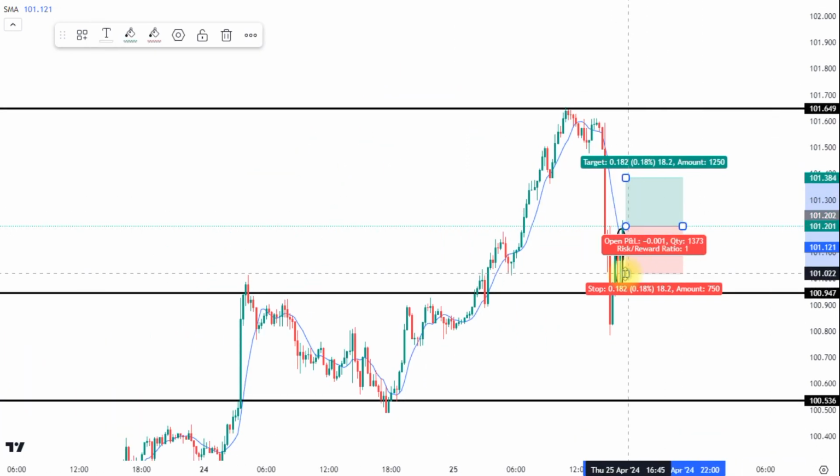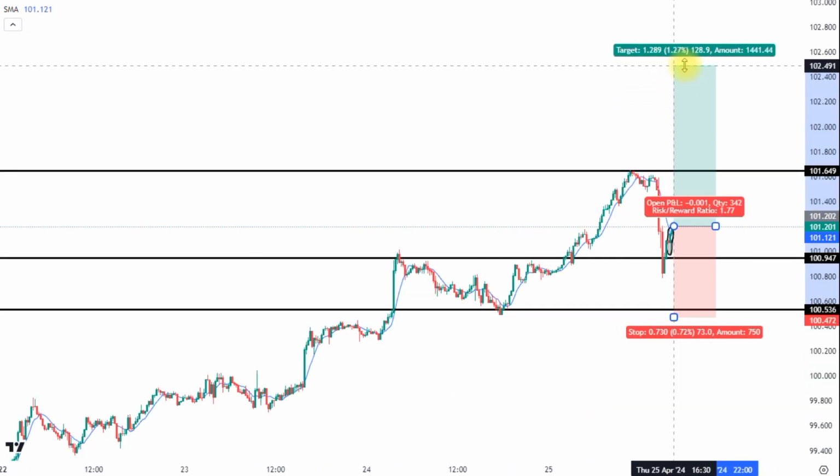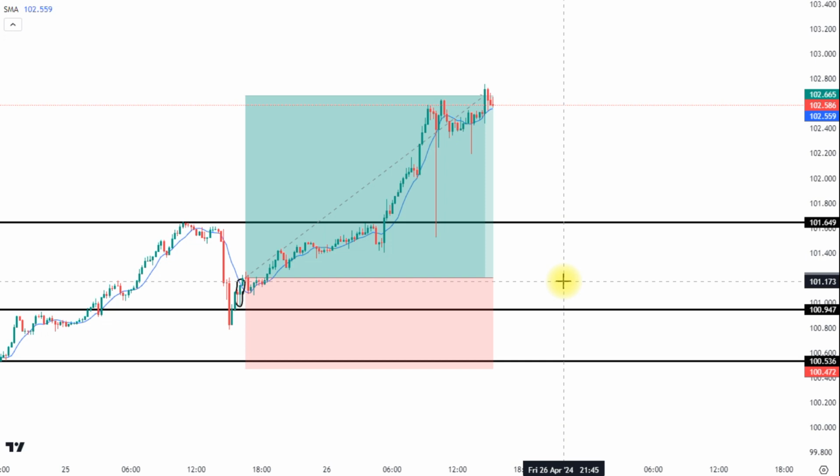Zooming out a bit, putting the stop loss, of course, below the last low, and our target at 2 times our risk. Target hit, that's it for this video.